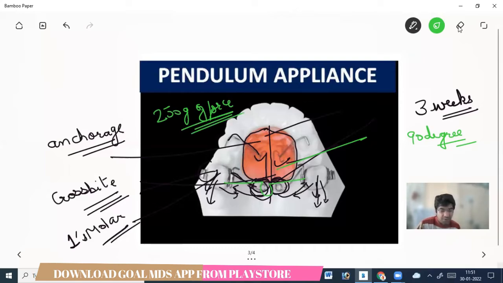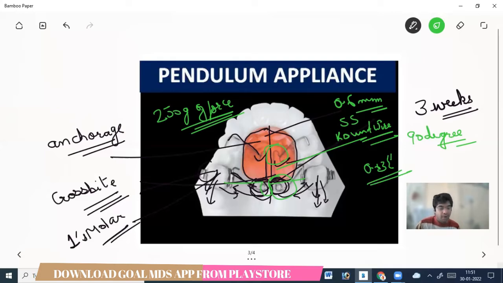And the distalization arm or spring is constructed from 0.6 mm stainless steel round wire that consists of a closed helix and U loop. So those are the important values that you have to remember for your exam. And the TMA springs that we use are of 0.032 inches. So another important value from your NEET MCQ point of view.